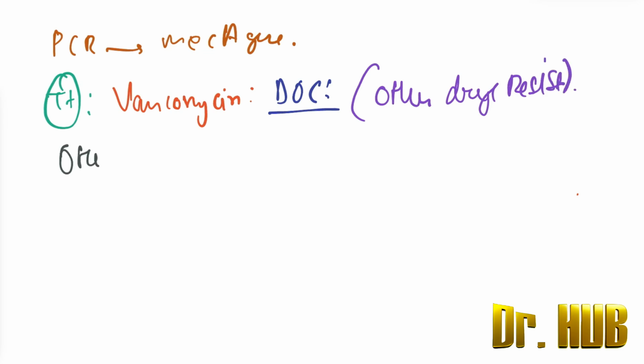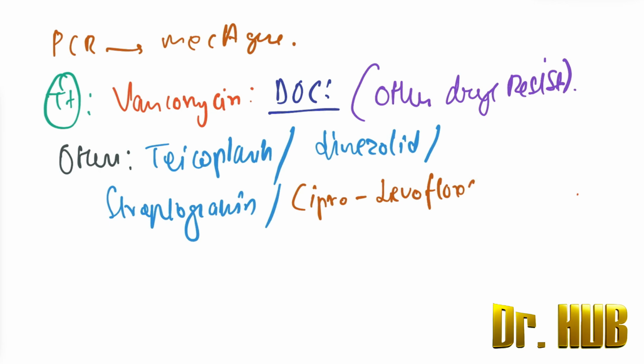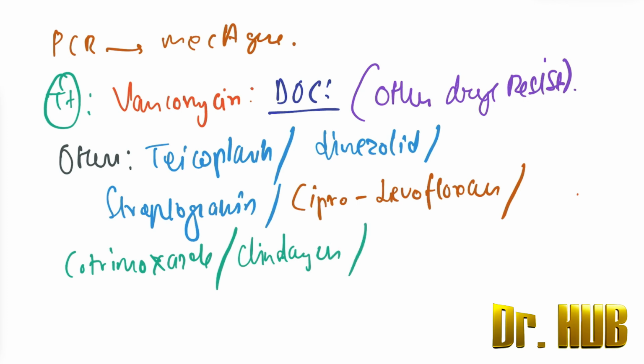So what are the others? Others include teicoplanin, then comes linezolid, then there is also streptogramin, then comes ciprofloxacin or levofloxacin, and there is also cotrimoxazole, clindamycin, as well as mupirocin, as well as minocycline.